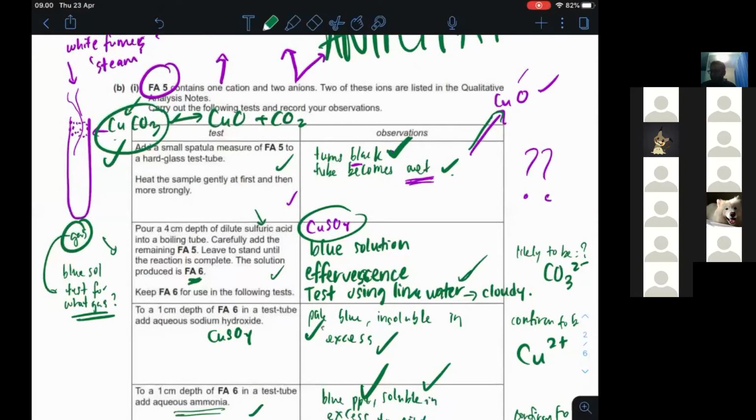I know it's going to give me a pale blue solution or a pale blue precipitate, but I need to add it to excess, and then I need to make sure whether it's going to be insoluble or not. So how am I going to find that out? I need to anticipate all this. That's very important.